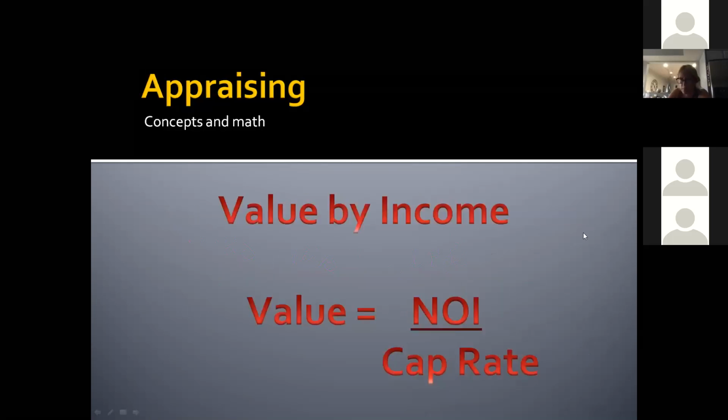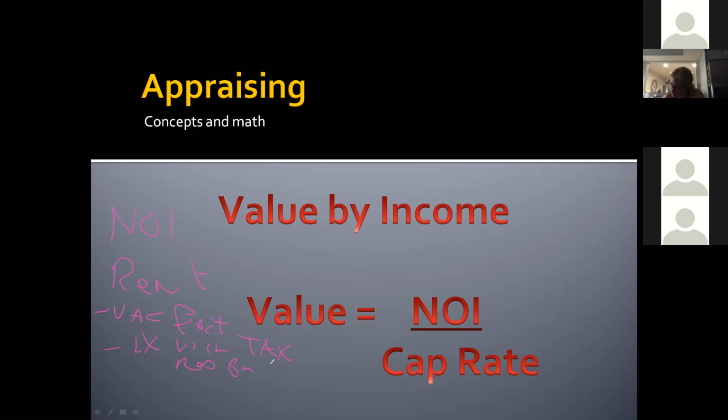Okay, so first thing we have to know is what is our NOI? NOI is net operating income. So that's the rent minus any vacancy factors. If you have a 100-unit apartment building, you're going to have vacancies. So it's the rent minus the vacancy factors, minus any expenses you have, such as utilities, taxes, reserves for replacements, and insurance. Those are all things that go into NOI.